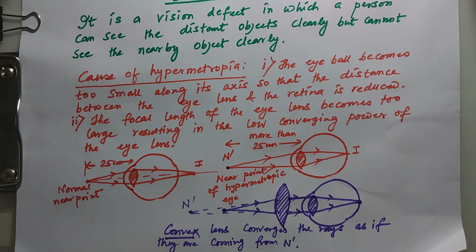Okay, so these are the things I discussed about hypermetropia. In the next class we will discuss what will be the focal length and what is the power of the lens we are going to use in the case of hypermetropia.